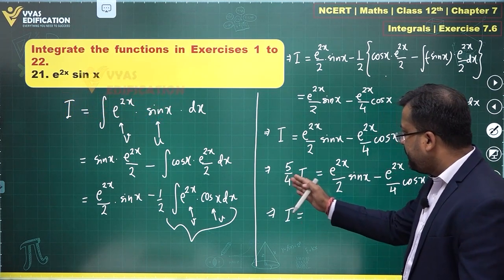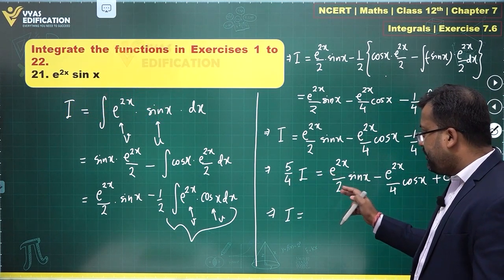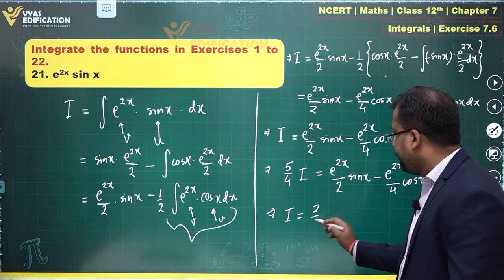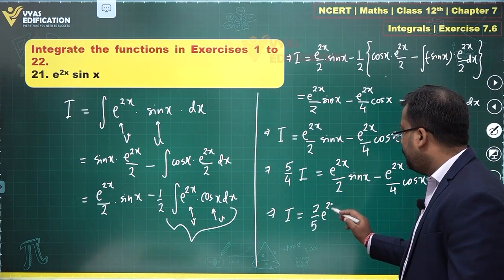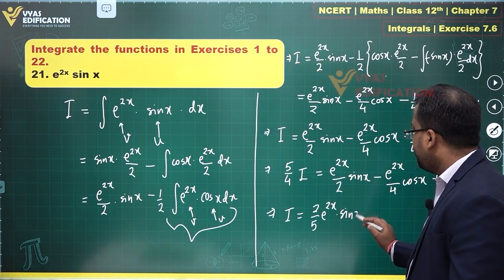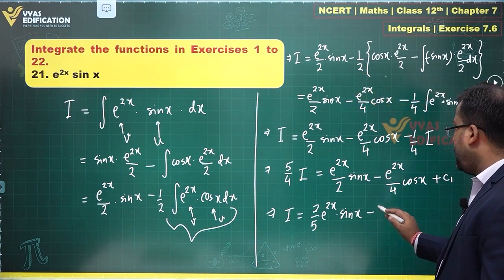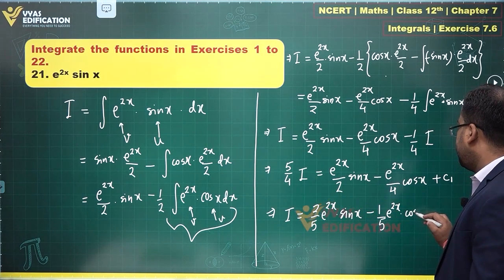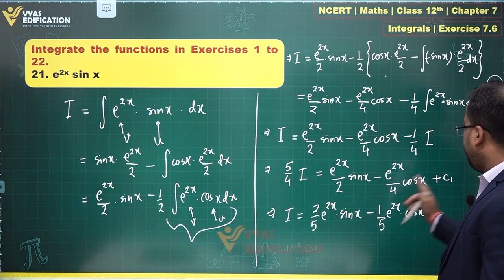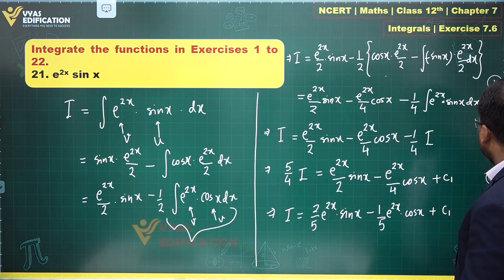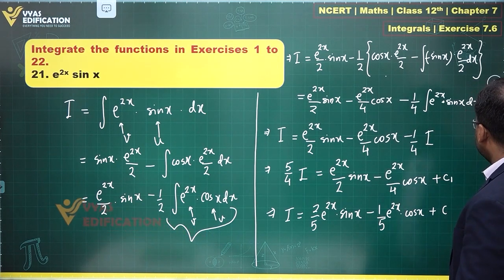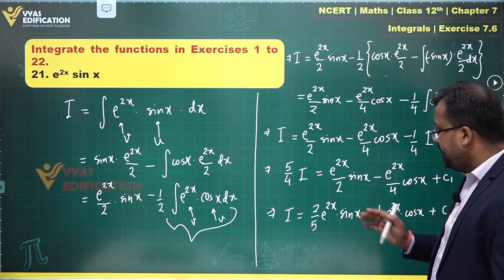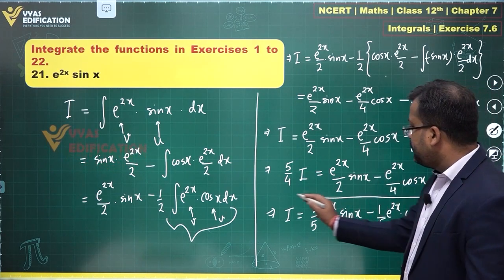I will be equal to, multiplying by 4 by 5, so 4 upon 5 will be 2 by 5 e power 2x sin x minus 1 upon 5 e power 2x cos x plus 4 by 5 C1, let's call it C. That's the required constant of integration. This is my final answer for this question.